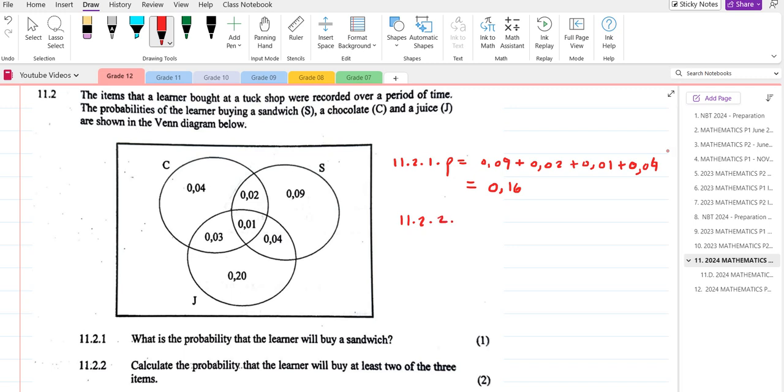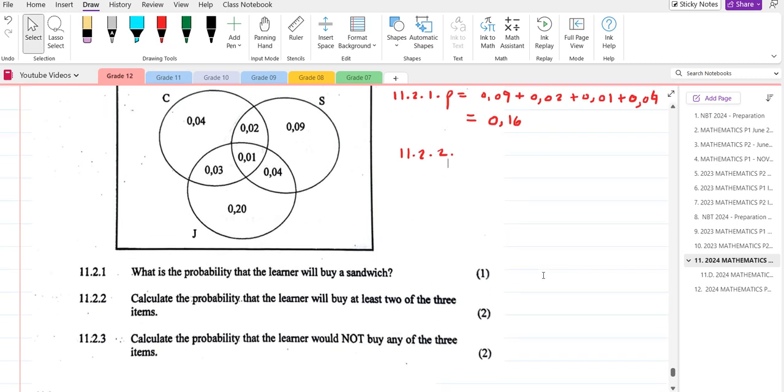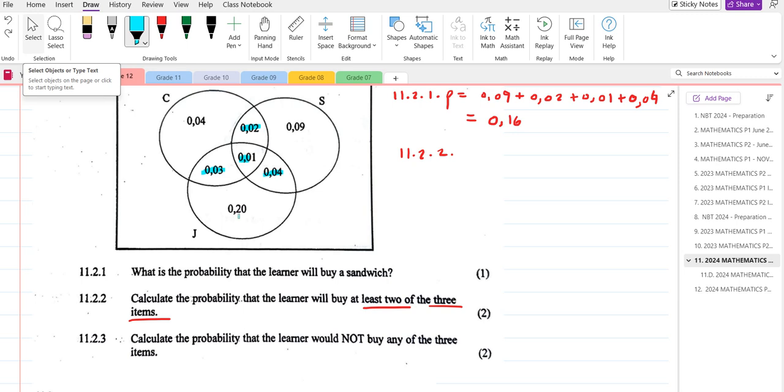11.2.2, calculate the probability that the learner will buy at least 2 of the 3 items. At least means 2 or more, right? So he either buys 2 items or 3 items. So at least 2 of the 3 items will be this one plus this one plus this one plus that one, the sum of those 4. You can do it in 2 ways.